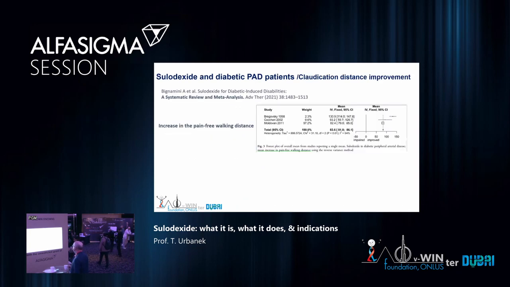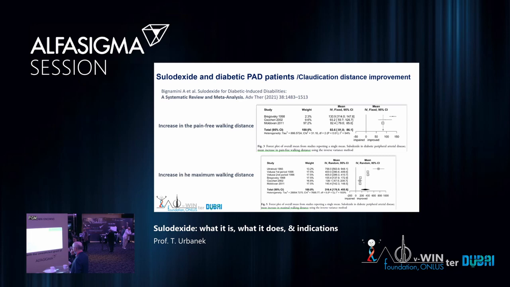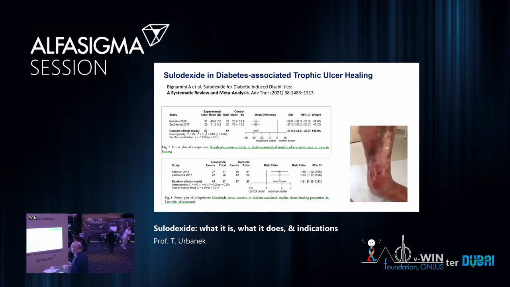We have also the very promising result that sulodexide increased the claudication distance in patients with diabetic peripheral arterial disease, increasing the pain-free walking distance or increasing the maximum walking distance. According to the Professor Biamini meta-analysis and this 2 trials, we know that sulodexide can improve the healing of the diabetes-associated trophic ulcers.